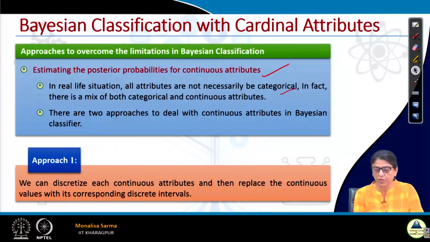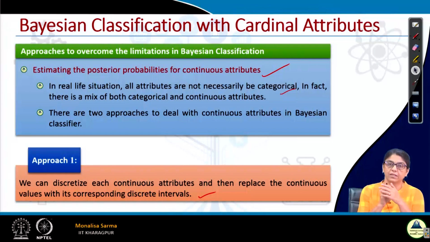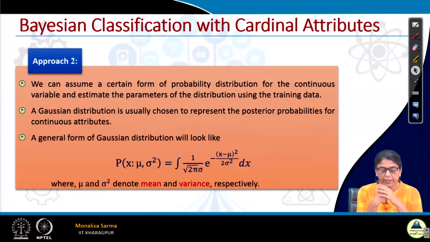So there are two approaches to deal with continuous attributes in Bayesian classification. The first is to discretize the continuous attribute and replace the continuous values with the corresponding discrete interval. That is, instead of continuous values we can discretize and take some discrete intervals, and we can take the midpoint of the interval. The other approach is that we can assume a certain probability distribution for the continuous variable and estimate the parameters of the distribution.